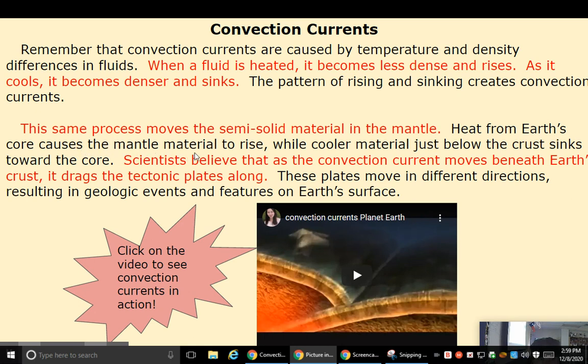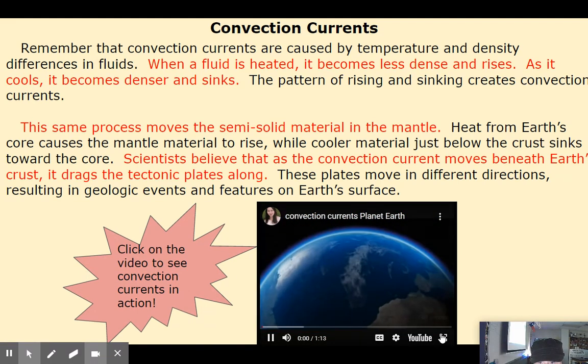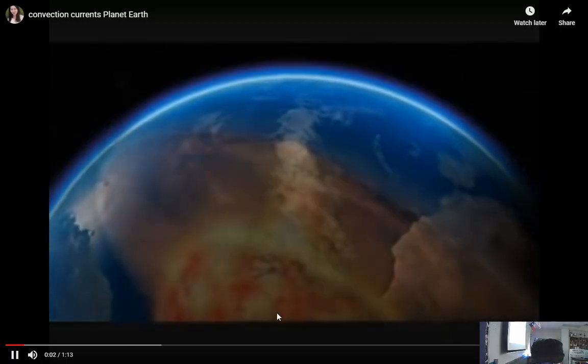Heat from Earth's core causes the mantle material to rise, while cooler material just below the crust sinks towards the core. Scientists believe that as convection currents move beneath Earth's crust, it drags the tectonic plates along. These plates move in different directions, resulting in geological events and features on Earth's surface.